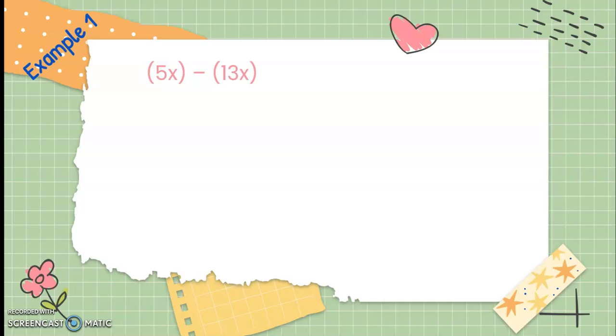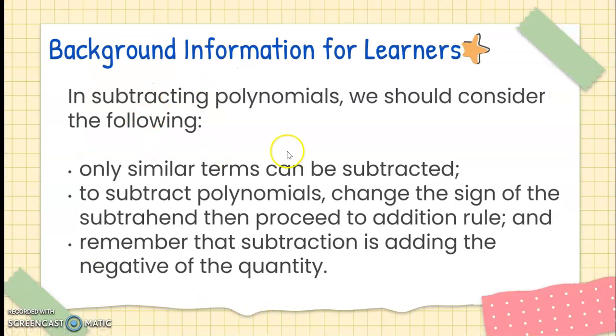So, let's first subtract monomials. So, mauna kita sa one term ng anay. Okay. So, we have given 5x minus 13x. So, ang first natin nga term, ginatawag na siya nga minuend. The second term is the subtrahend. So, remember that in subtraction of polynomials, we have to recall the rules in subtracting integers that, ari siya. We have to change the sign of the subtrahend, then proceed to addition rule.